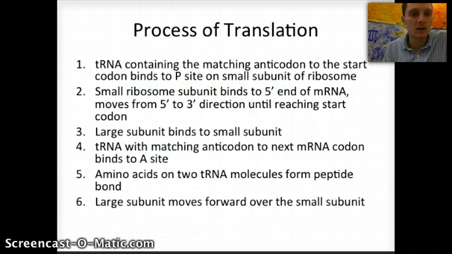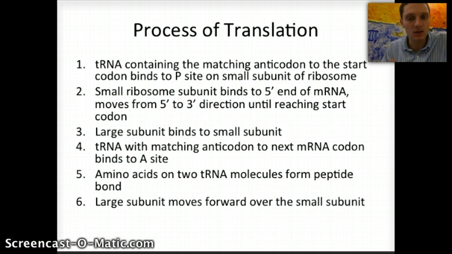Our first step: the tRNA containing the matching anticodon to the start codon binds to the P site on the small subunit of the ribosome. Number 2, the small ribosome subunit binds to the 5' end of the messenger RNA and moves in a 5' to 3' direction. Just like transcription, we're moving from a 5' to a 3' direction. The large subunit binds to the small subunit. The tRNA with the matching anticodon to the next mRNA codon binds to the A site. Amino acids on the 2 tRNA molecules form peptide bonds, and the large subunit moves forward over the small subunit. So steps 1 through 5 are really the first chunk.